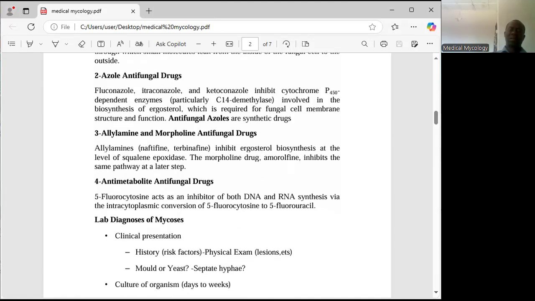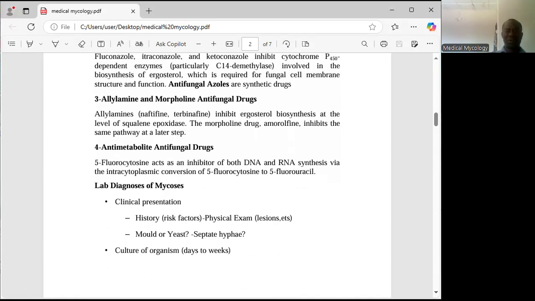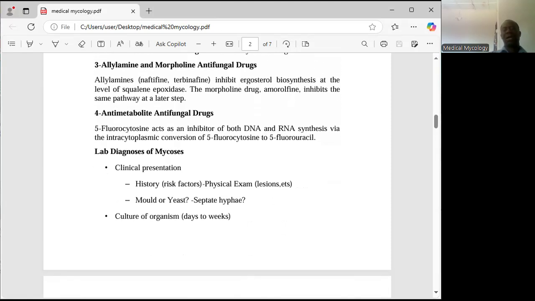Now, how do we diagnose mycosis? Let's look at the lab diagnosis of mycosis. There are different ways to carry out diagnosis of mycosis, that is, disease of fungi. We can have the clinical presentation. First, we look at the history and risk factors, then the physical exam, looking at lesions. That will tell us whether it is mold or yeast, whether there are septate hyphae or not. These are things we look at clinically.